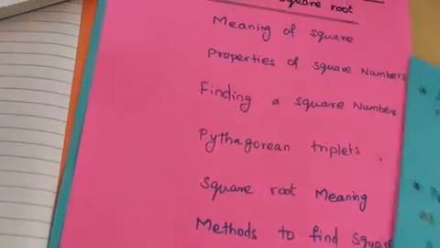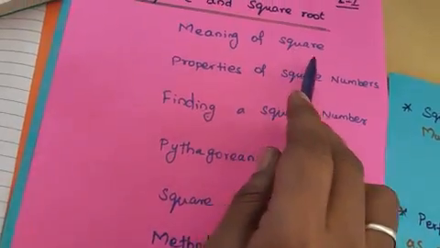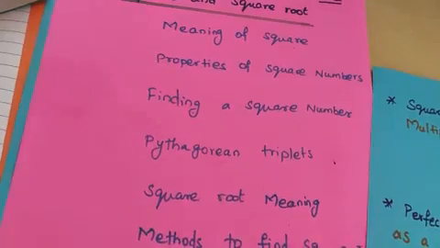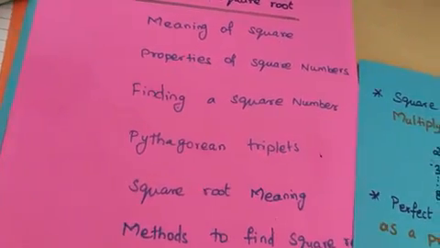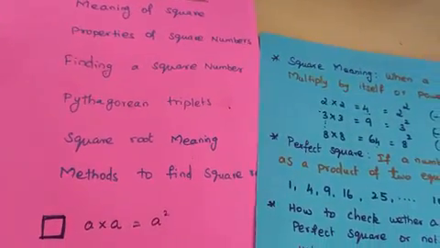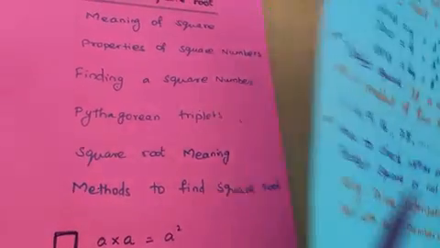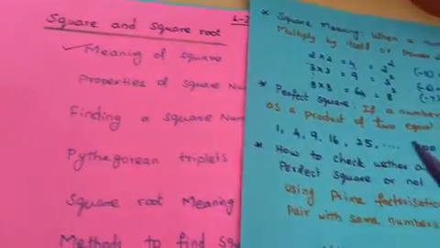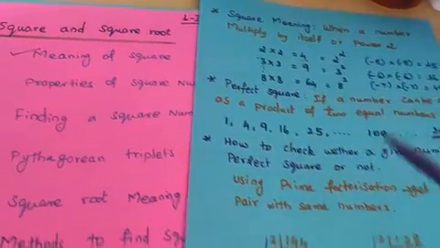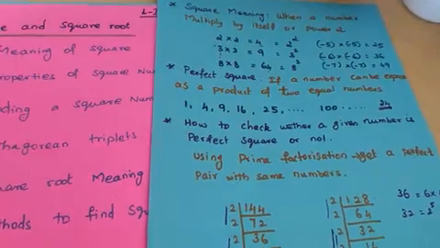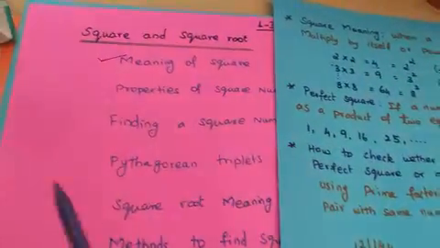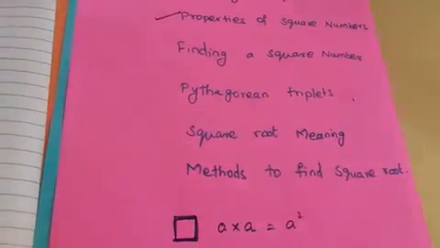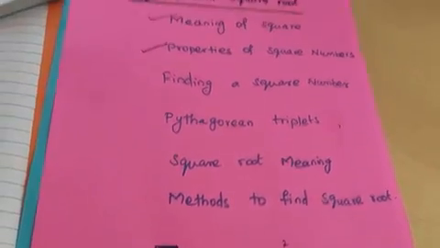Now our next concept. You now know the meaning of square, the meaning of perfect square number, and how to identify whether the given number is a perfect square number or not. The first part we completed: the meaning of square, what a perfect square number is, and how to find out whether the given number is a square number or not. Now we are coming to the next one, properties of square numbers. What are the properties of square numbers?